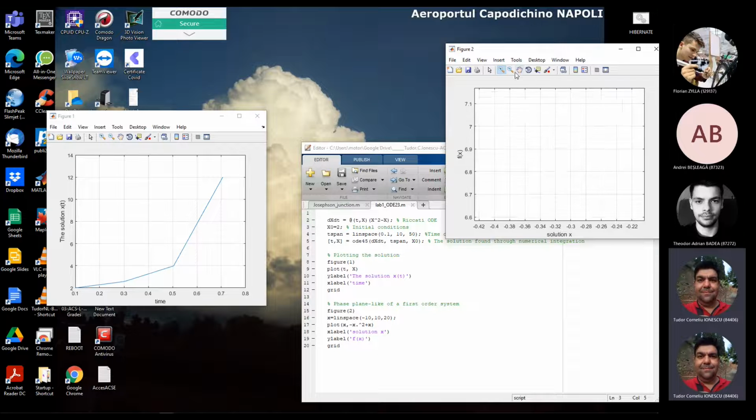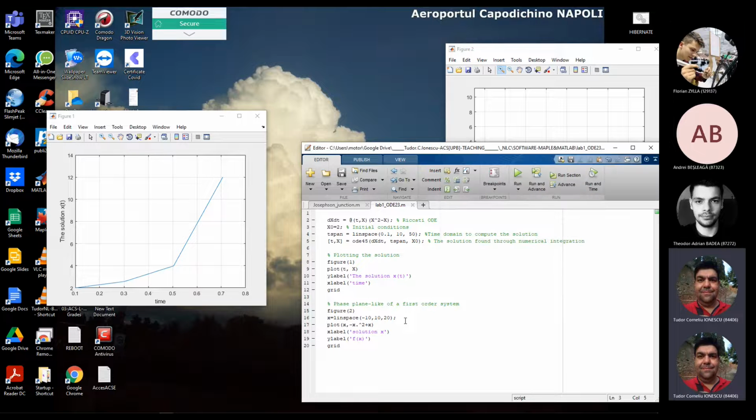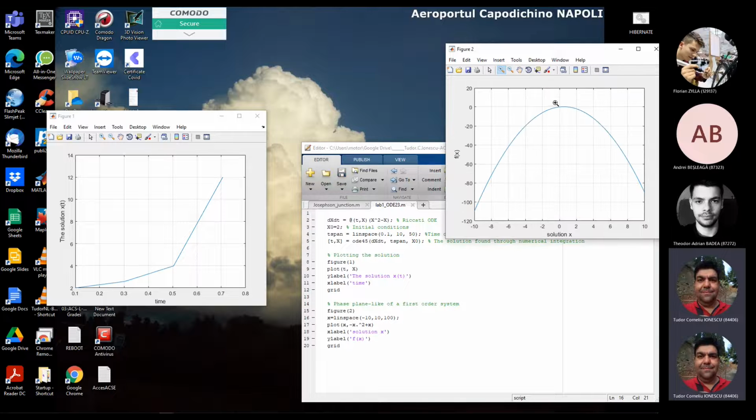Oh, sorry. You see, we have here two equilibrium points, 0 and 1. Okay, 0 and 1. Let's make this 50 because I think it's better. We take more points, or even 100, because then the graph is much better. Otherwise, we do not properly see.